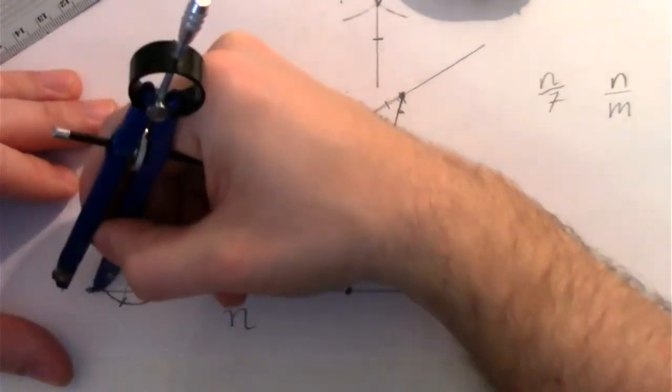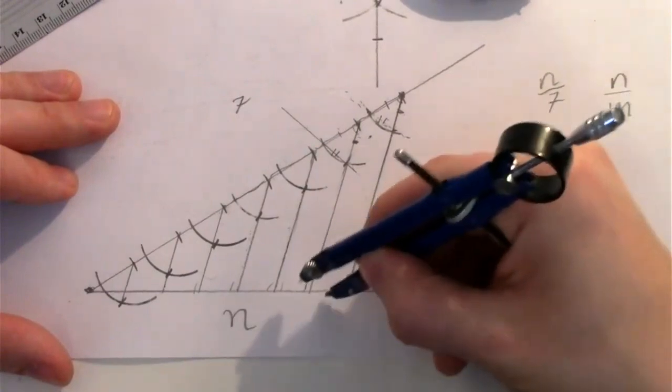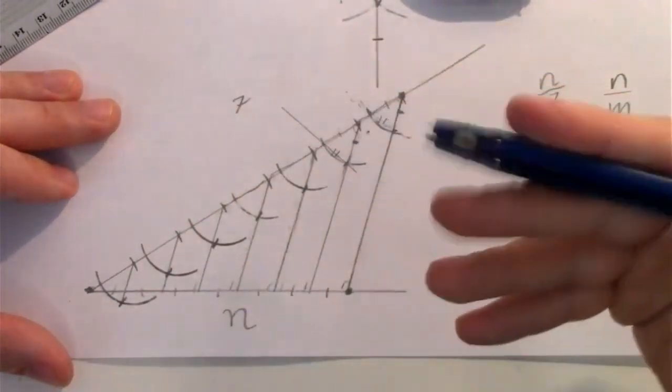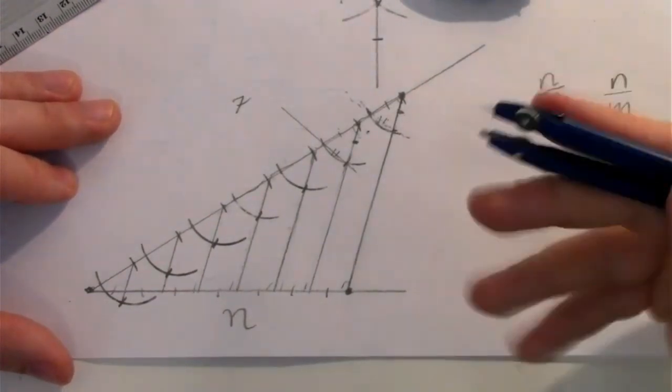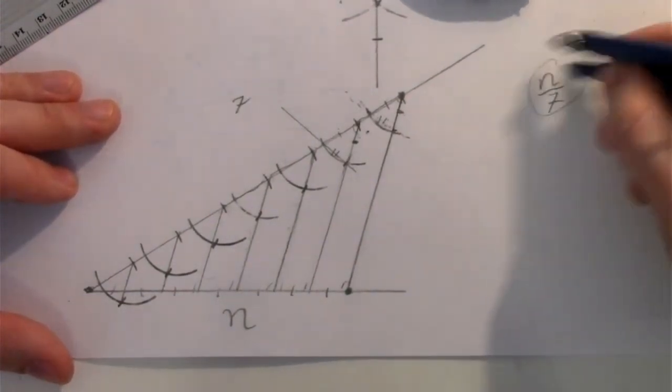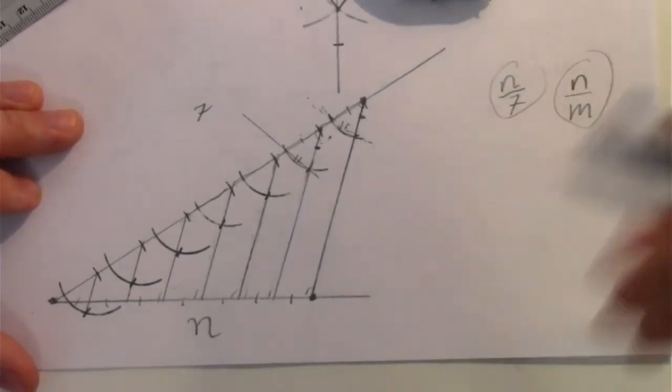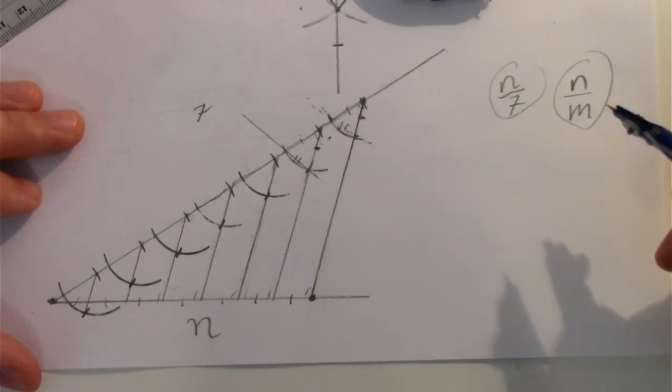we've now divided this distance from here to here, because each of these lengths must be the same, whatever length that happens to be, by 7. And therefore we've constructed n divided by 7. And of course, as I mentioned, we can repeat this process to obtain n divided by m.